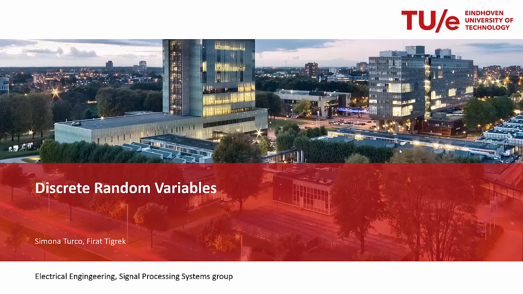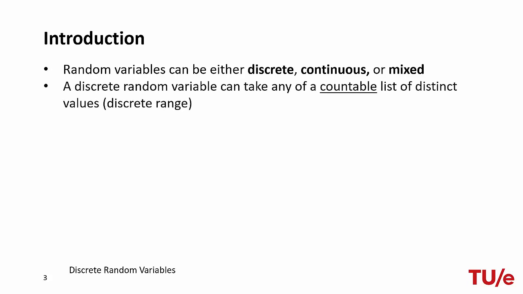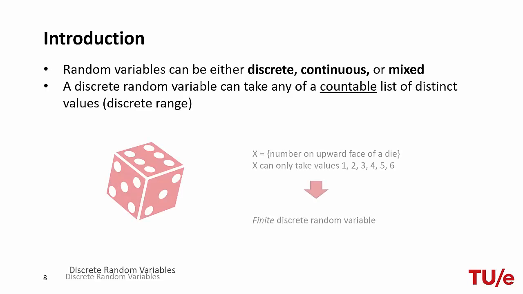Welcome to this screencast in which we cover the topic of discrete random variables. Random variables can be either discrete, continuous, or mixed. A random variable is defined as discrete when it can take values only from a countable list of distinct values, or in other words, is defined on a discrete range.